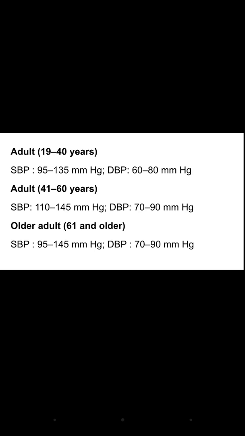For the 41 to 60 years of age, systolic blood pressure is 110 to 145 mm of Hg. Diastolic blood pressure is 70 to 90 mm of Hg. For those who are older adults, 65 and older, their systolic blood pressure is 95 to 145 mm of Hg, and diastolic blood pressure is 70 to 90 mm of Hg. So basically, as the age is increasing, the blood pressure is also increasing.